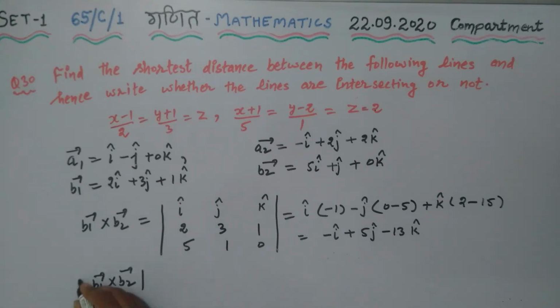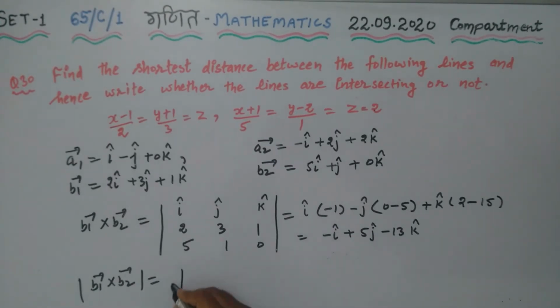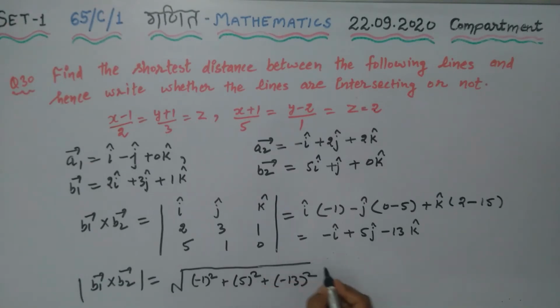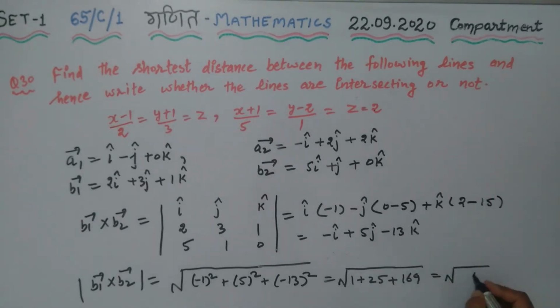Further, what is the magnitude of b1 cross b2? This is equal to the square root of (minus 1) whole square plus 5 whole square plus (minus 13) whole square, which is equal to the square root of 1 plus 25 plus 169. This is equal to the square root of 195.